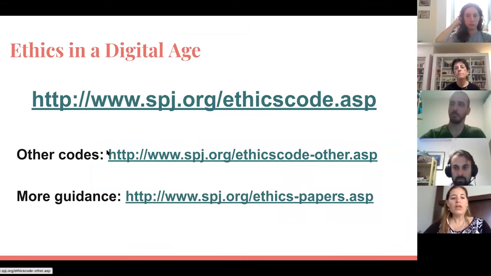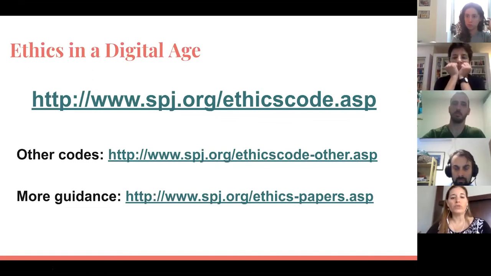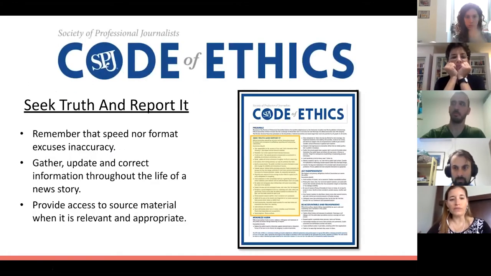There are other codes and obviously more guidance depending on if you work in broadcast or you work primarily in social media. But the SPJ code is the one that tends to be the most broadly used and one that a lot of journalists do learn when they go to school. So here's what it looks like if you've seen it.